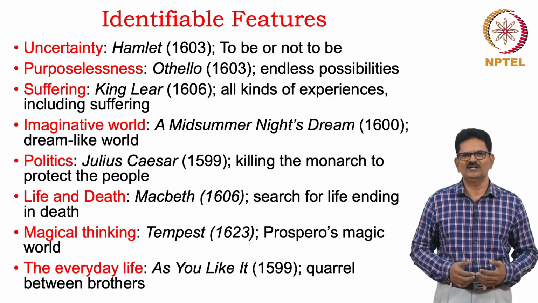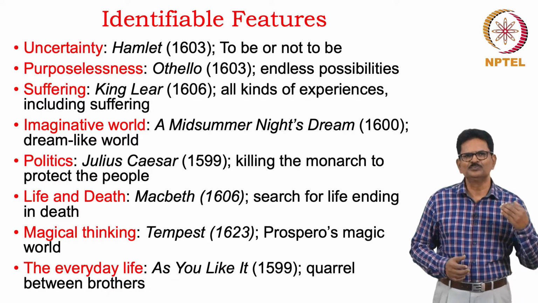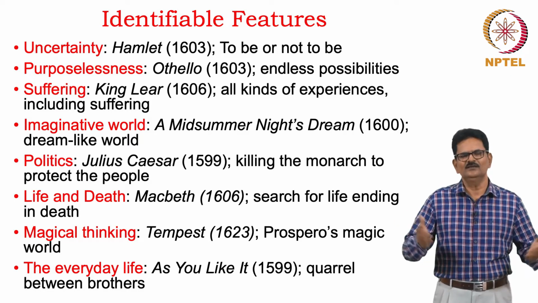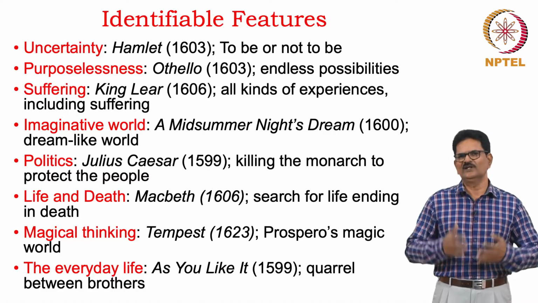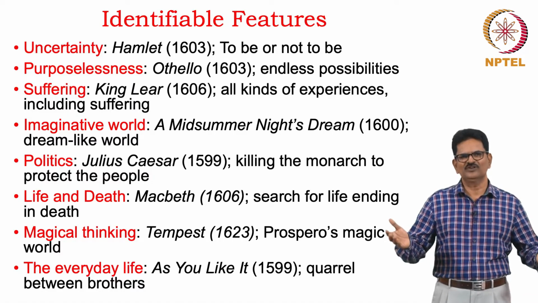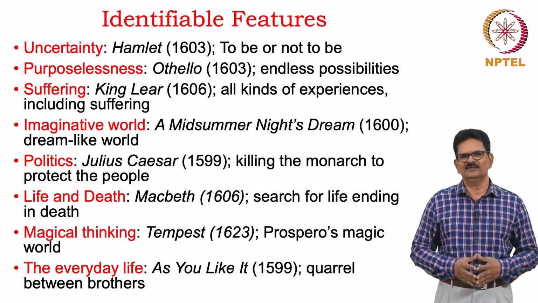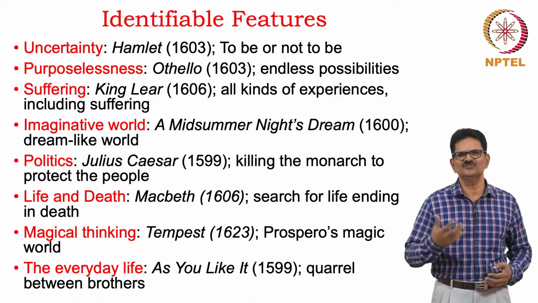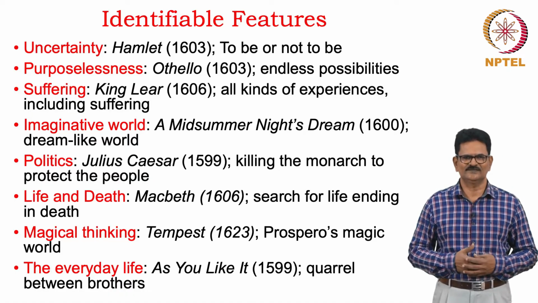Next we can see politics in Julius Caesar, about killing the monarch to protect the people, and this is the kind of politics we can see in different kinds of world or different kinds of writing, and Julius Caesar is a paramount example. Life and death can be seen in Macbeth, where we find the protagonist searching for meaning, searching for life, but ending in death and ending in meaninglessness.